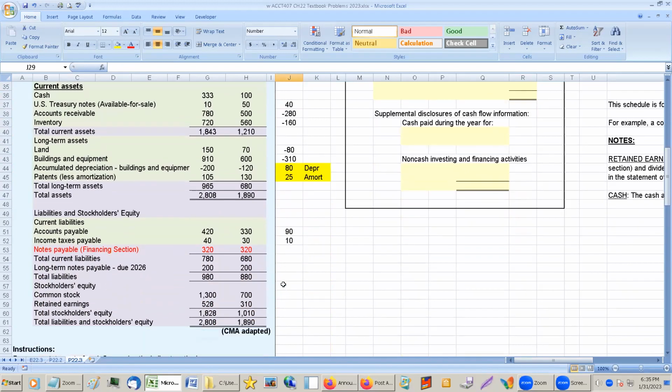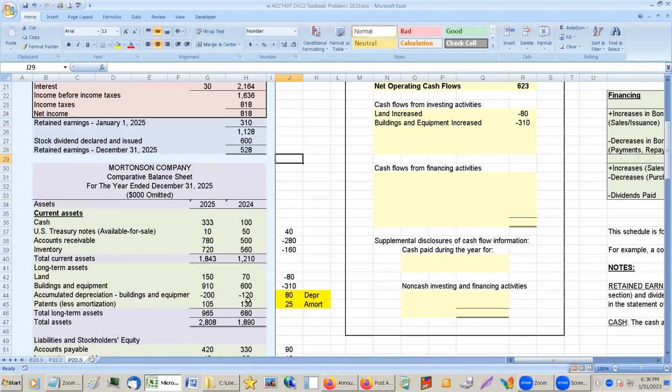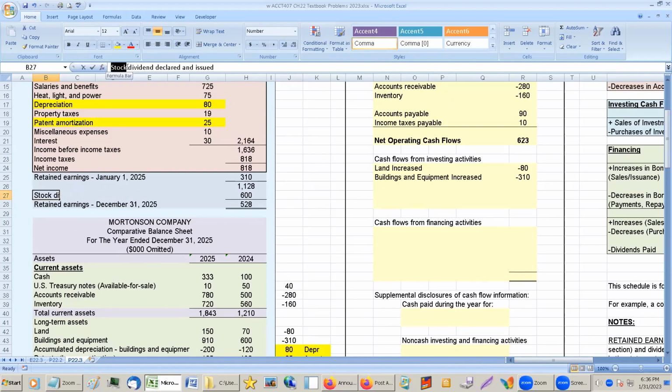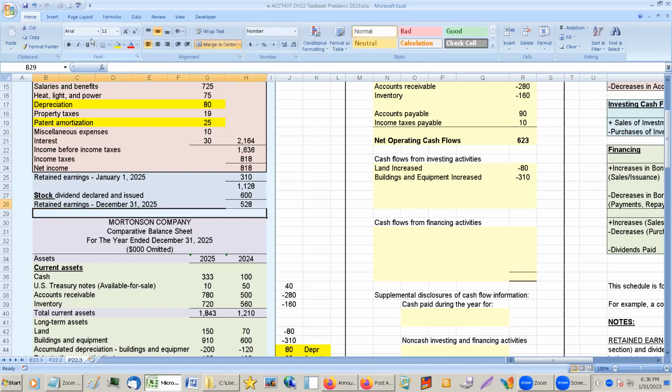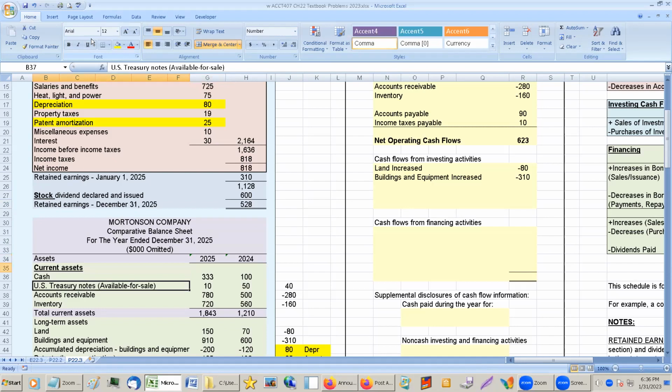Okay, so now we come down here to long-term stuff. And we also look at dividends. Now, dividends are a little bit tricky on this one. They sent out a stock dividend. They did not send out a cash dividend. This was a stock dividend of 600.